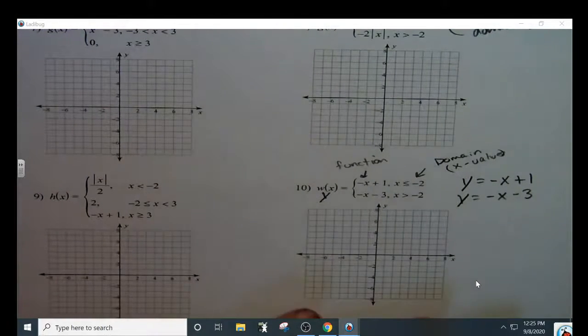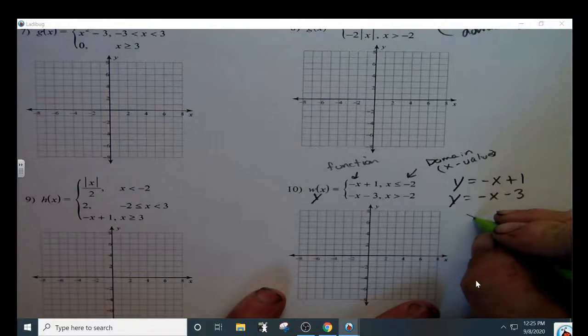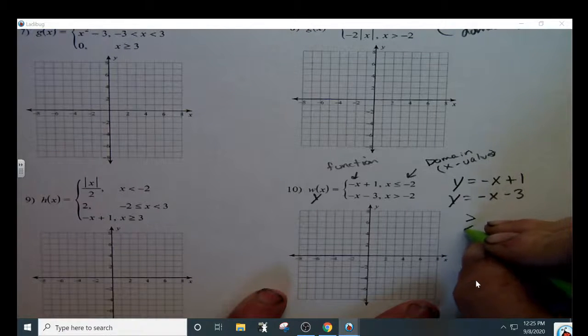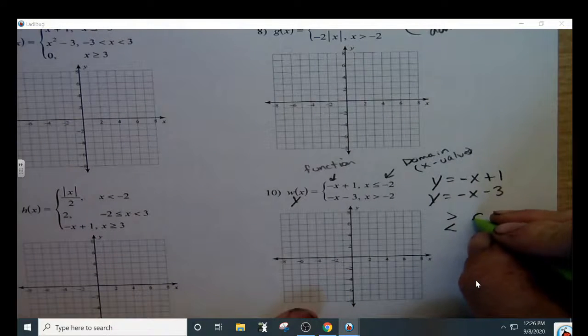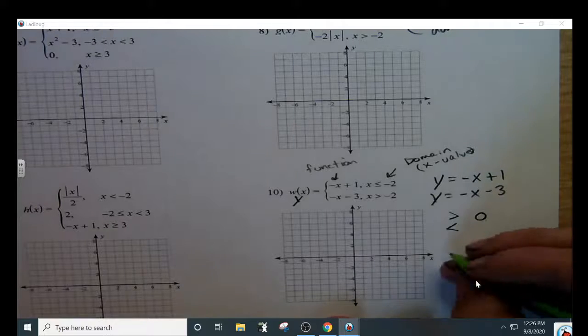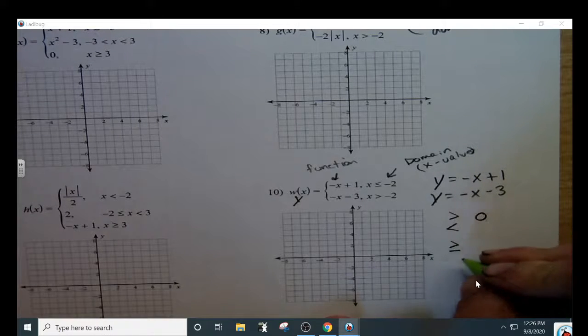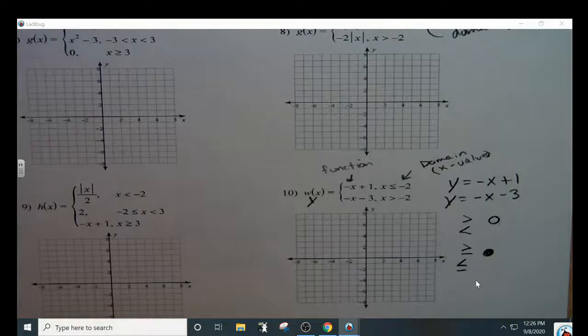Now, guys, write this down somewhere where you'll have it to refer back to. If you have a greater than or less than without the equal to, it's going to be an open circle. If you have greater than or equal to or less than or equal to, you're going to have a closed circle. That's all you need to know about that.